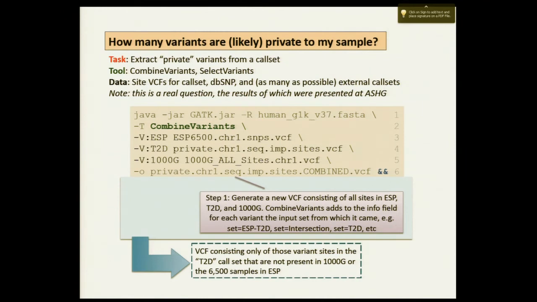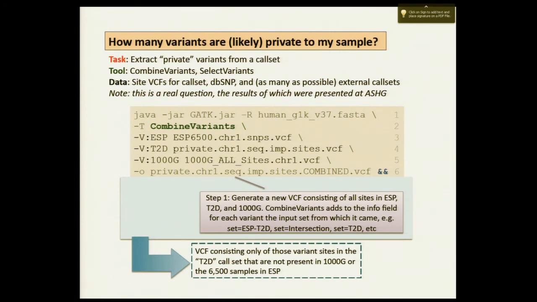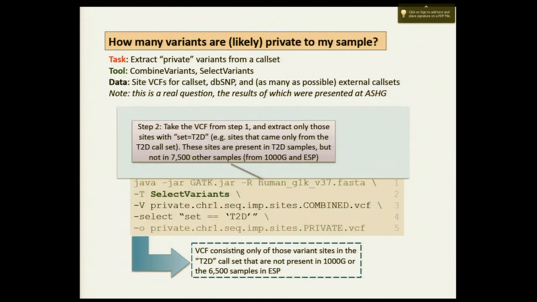You want to generate your new VCF that has sites from your exome sequencing project, from the 1,000 Genomes, and from this type 2 diabetes sequencing study, right? And so you pass in these 3 -v's and this 1 -o. And this gives you this set information on the output VCF. And in the second step, you use that set information and just extract those that came only from this particular input, right? And now you have the set of variants in this output VCF that are private only to this family that had been sequenced for type 2 diabetes.